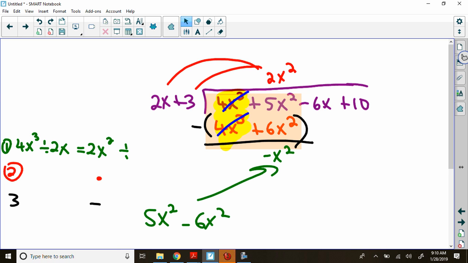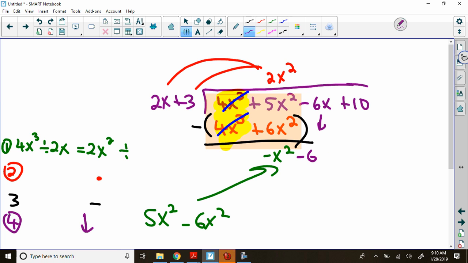So I guess the next step in this algorithm, if we wanted to continue, would be to bring down, and we'd have to bring down this negative 6x, and that'd be minus 6x. And then there's more to it than that, which we'll save for another day. But it's repeat those steps. Do a front-end estimate, multiply, subtract, bring down. Okay.